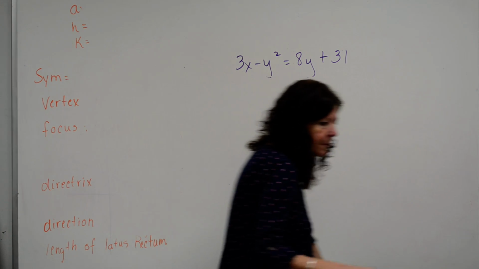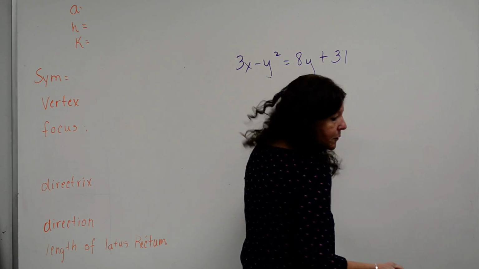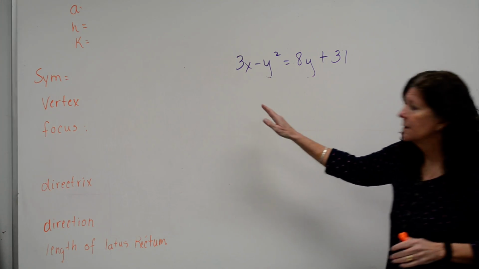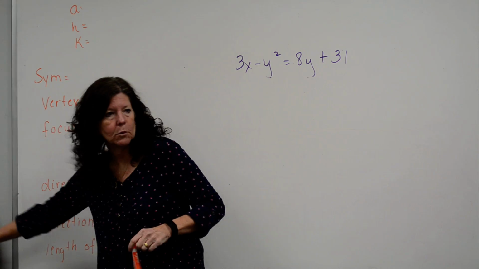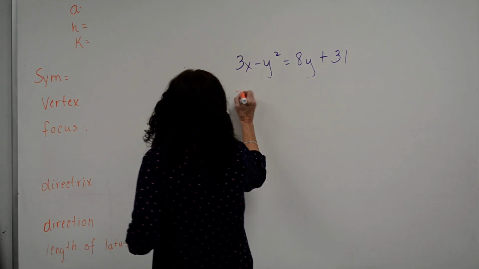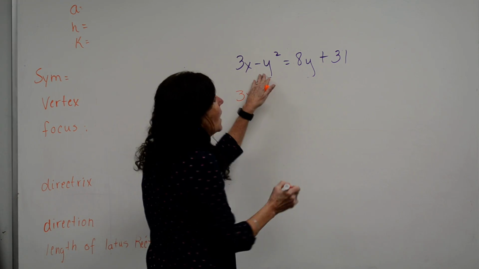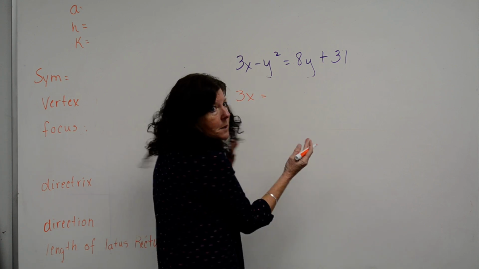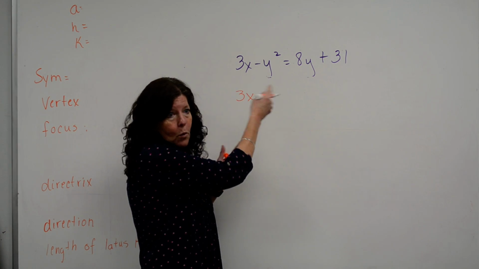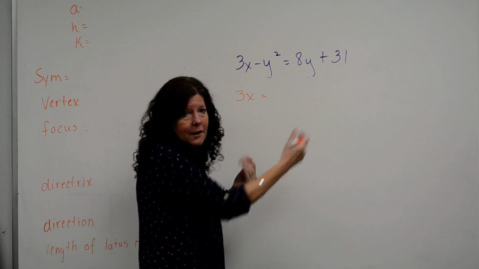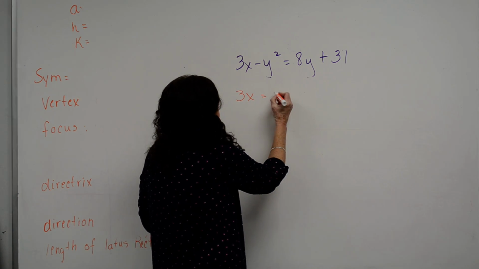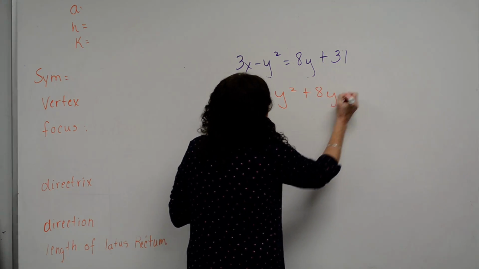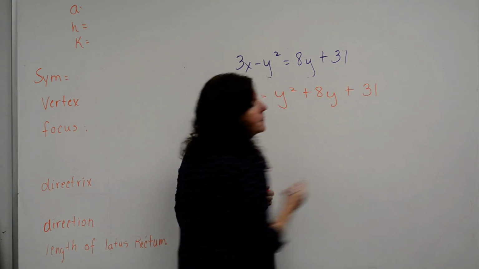All right, very first thing I want to do is move everything over to this side except for the 3x, okay? Because remember, it's x equals. So I'll leave the 3x here. I want the y squared to be positive if I can. Sometimes you can't do that. If that was plus y, you'd have to move it over and you've got a problem. Eventually it would be negative anyway. So I have y squared plus 8y plus 31.